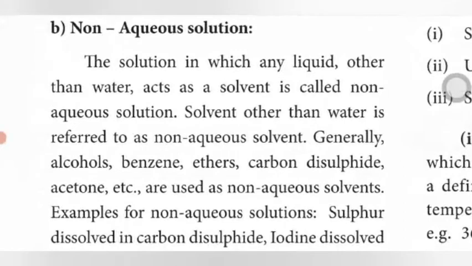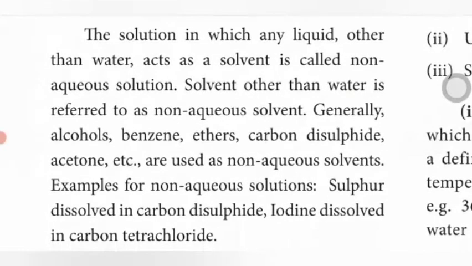The other type is non-aqueous solution. The solution in which any liquid other than water acts as a solvent is called non-aqueous solution. Solvent other than water is referred to as a non-aqueous solvent. Examples of non-aqueous solvents: alcohol, benzene, ethers, carbon disulfide, acetone. These are used as non-aqueous solvents. When these solvents dissolve some solid particles, we get non-aqueous solution.